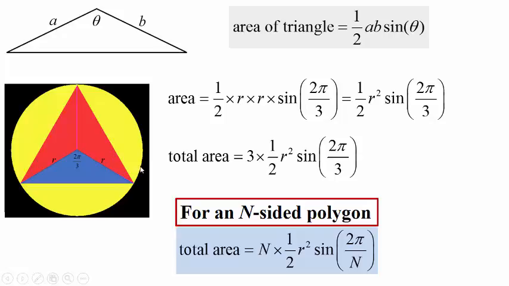Now, if we generalize, let's say we had used a square rather than an equilateral triangle, or a pentagon, hexagon, and so on, with n sides, then you will notice that the only thing that would change in our formula for the total area would be this number, 3, because that number represents the number of sides of the shape. So for an n-sided polygon, the total area would be n times a half r squared times the sine of the angle.